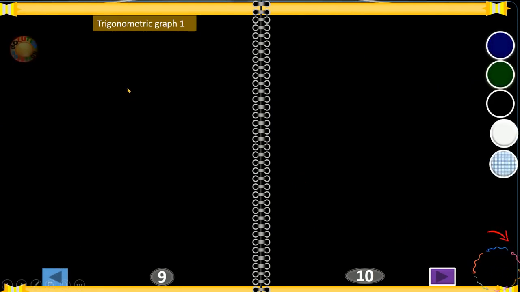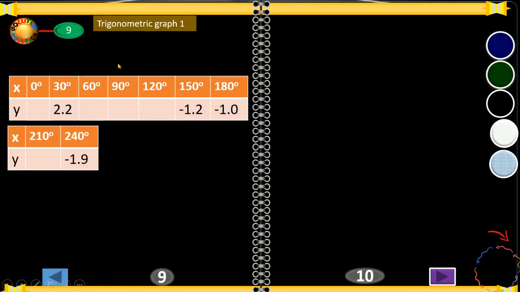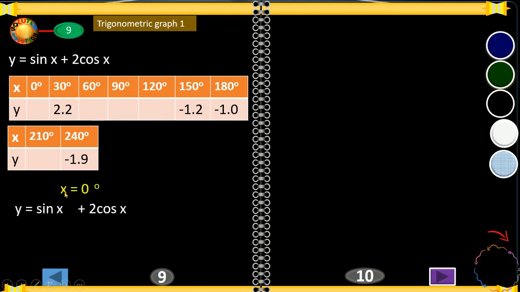We are going to complete the table of values. So when x is equal to 0, we are going to replace x with 0 and replace x here with 0. And then we are going to simplify. Sin 0 is 0. Cos 0 is 1. Then we are going to simplify further. That will give us 2.